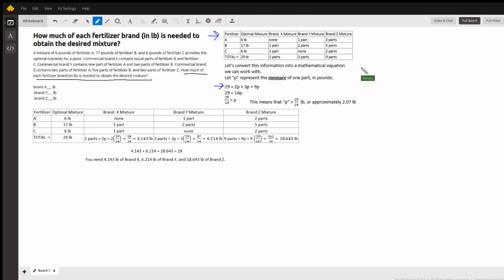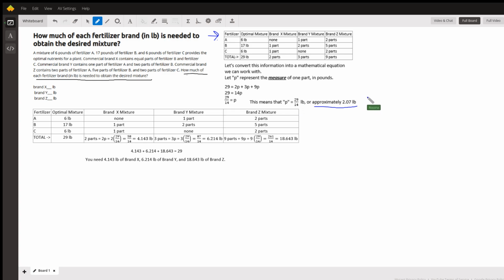Now, 1 part, I don't want you to get confused. 1 part doesn't mean 1 pound necessarily. 1 part, that's what we're going to figure out with this equation. We know that at the end of the day, there are 14 parts. So we solve 29 equals 14P, and then we get 29 over 14 equals P. So that is 29 over 14 pounds, or approximately 2.07 pounds.